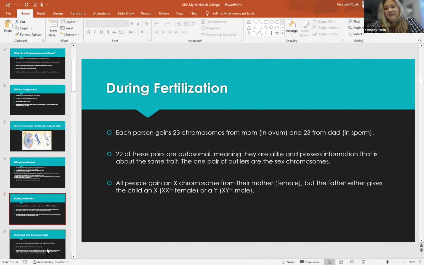We're going to talk about fertilization and that process next. Each person gains 23 chromosomes from the ovum of the mother and 23 in the sperm from the father. 22 pairs are autosomal, which means they are likely to possess information with the same trait or traits. There's one pair of outliers, which is the sex chromosomes. All people gain one X chromosome from their mother, but the father either gives them an X or a Y. If they are given a Y from the father, they are male biologically. If they are given an X from the father, they are female biologically.